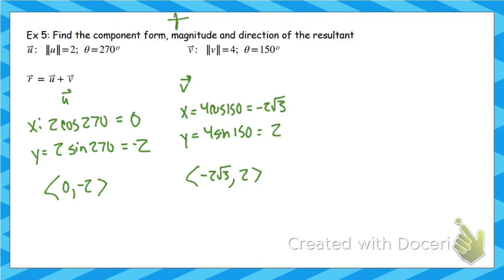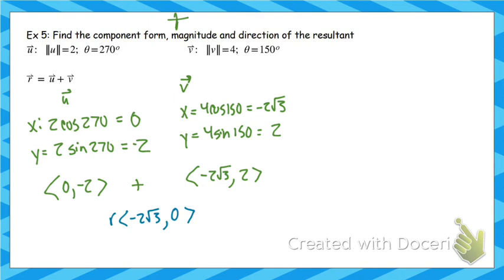Well, now that we have the component forms, we can add them together. So if I take those and I add them, I'm going to get my resultant vector. 0 plus negative 2 root 3 is negative 2 root 3. Negative 2 plus 2 is 0. So that is my component form of the resultant. Now we're going to find the magnitude and direction of the resultant. So lots of stuff we're doing here. This is kind of getting us ready for what we're doing next class as well.